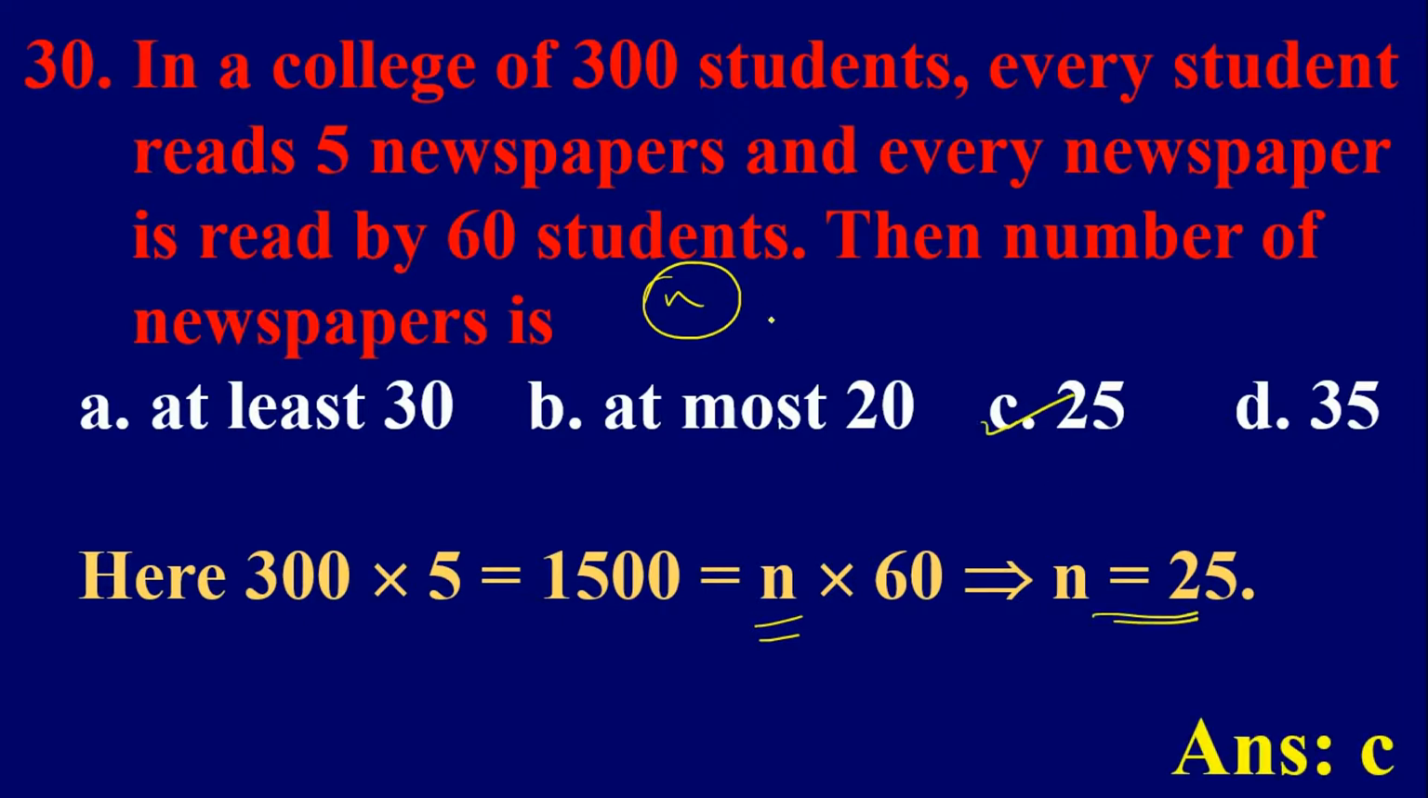Here number of newspaper is N. It is read by 60 students. So we can take it as N into 60. It should be same as 300 into 5. So when you simplify this, we get N equal to 25, which is option C.